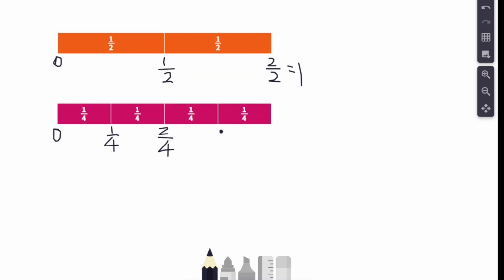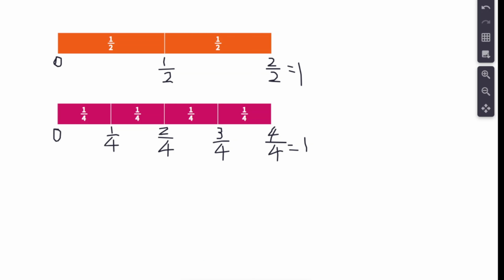So here, from 2/4, and then we have another 1/4, we're going to have 3/4. And finally, we have 4/4. What else can 4/4 be called? If 2/2 is also called 1, 4/4 can also be 1. That's right.